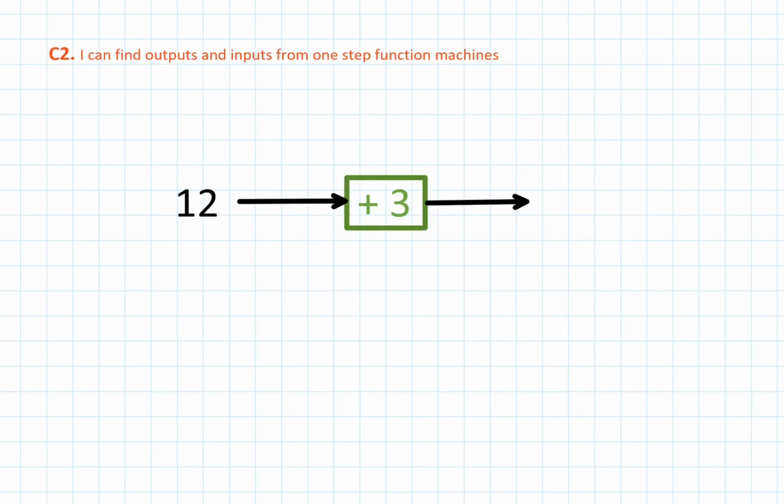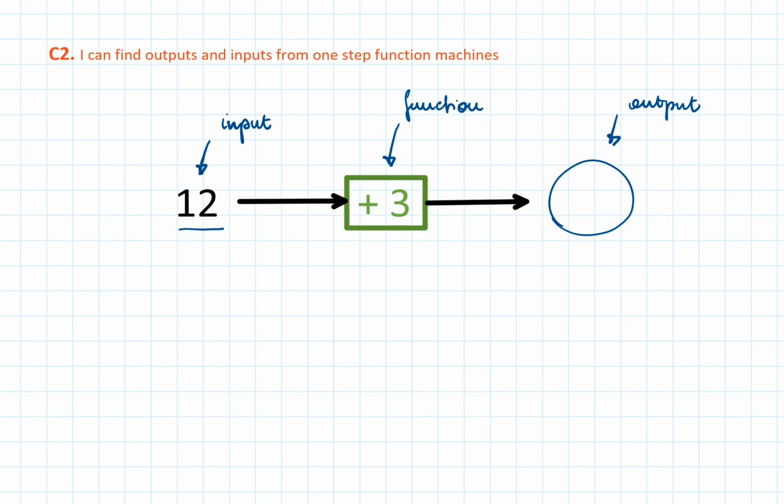A function machine looks something like this. It has an input, a function, and it will have an output. The function is the operation which will be done on the input number or expression, which will result in the output. So in this case, for example, 12 add 3 will be 15. My input was 12, my function was adding 3, and the output will be 15.